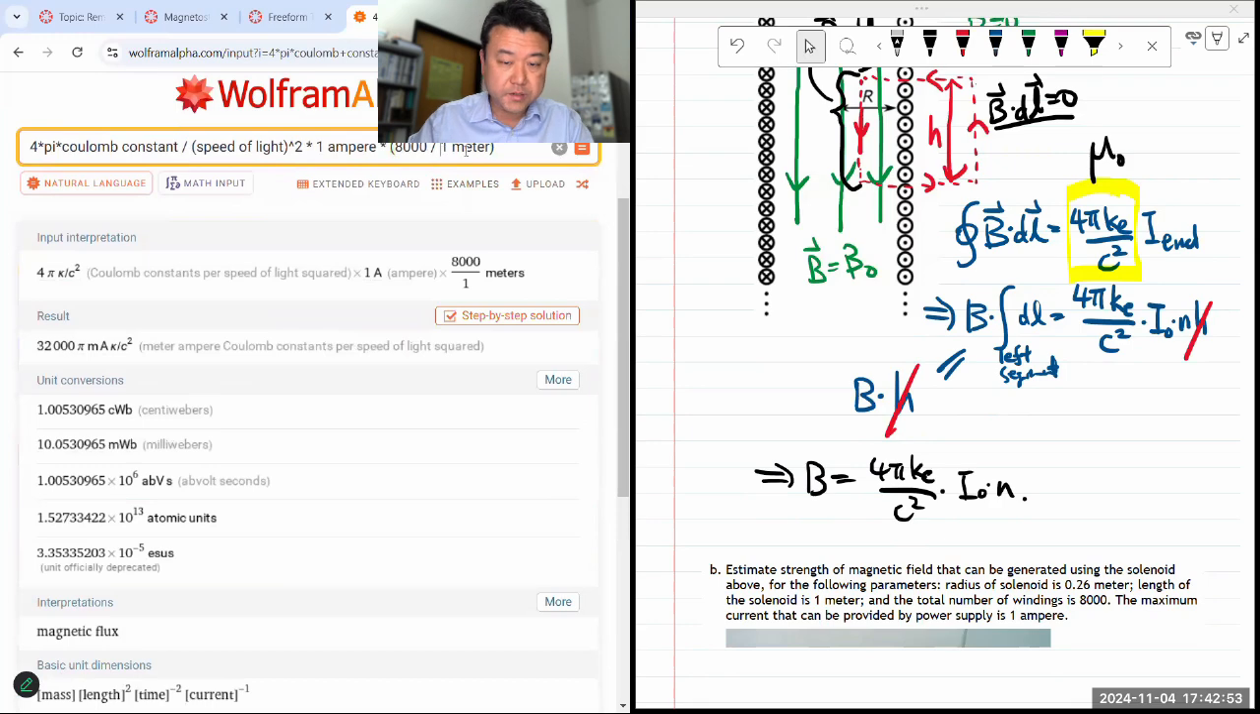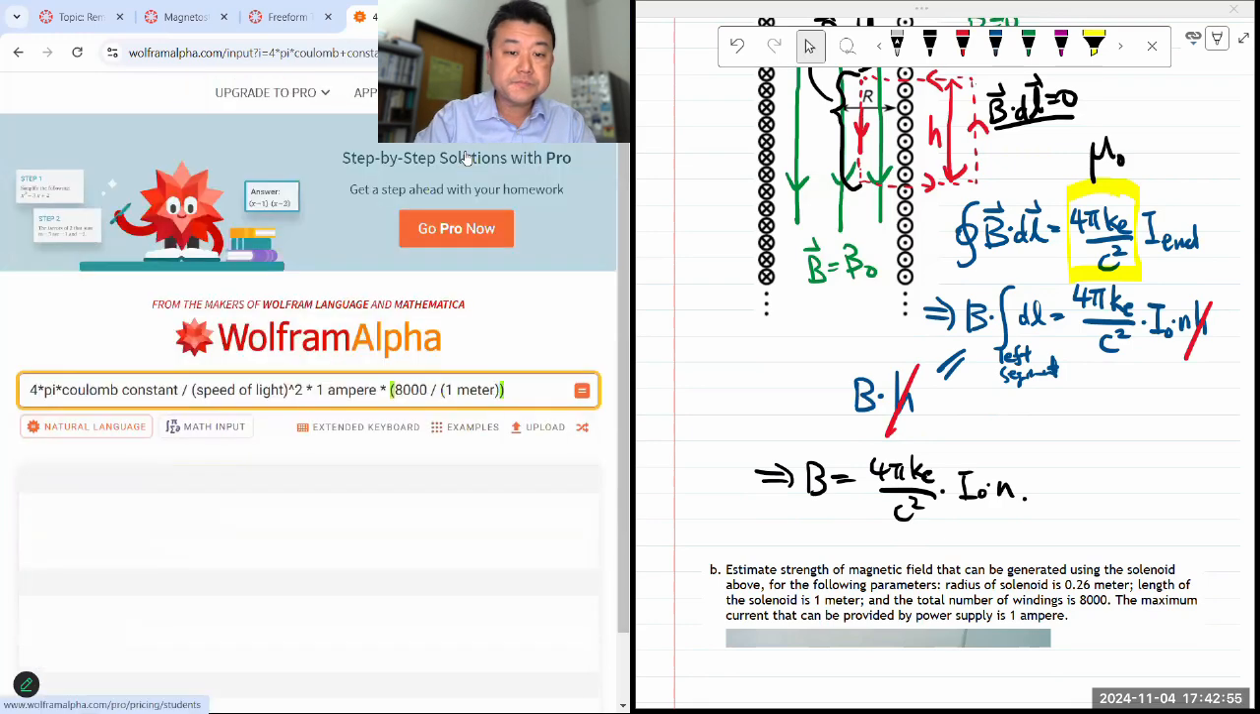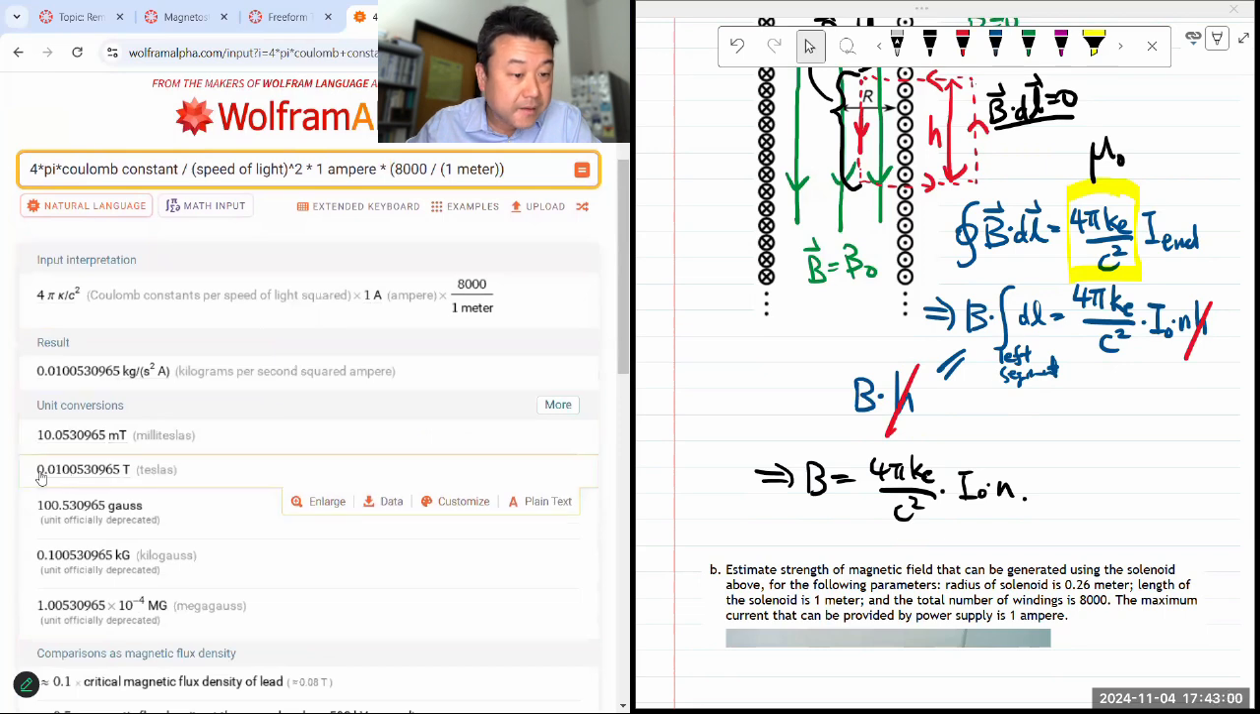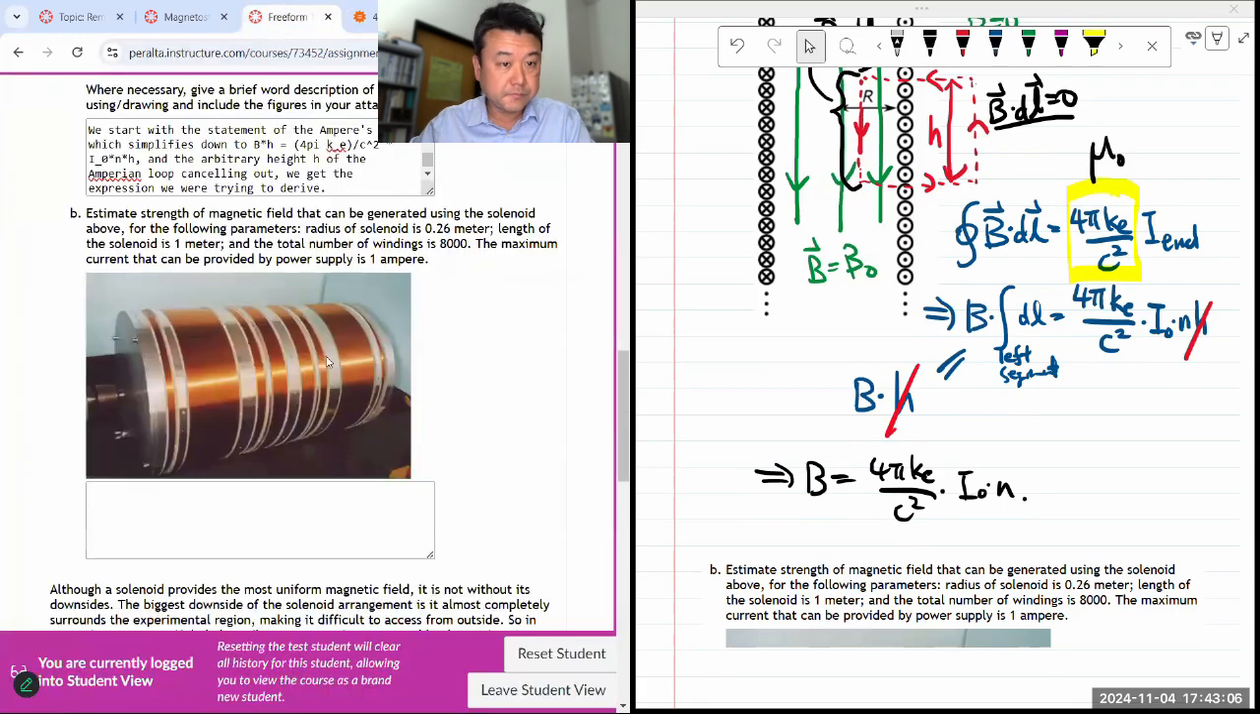Oh, that 1 meter is grouped wrong. That should give me an answer in Tesla. Yeah, so I get 0.0101 Tesla, using the formula above. Attach the screen from Wolfram Alpha.